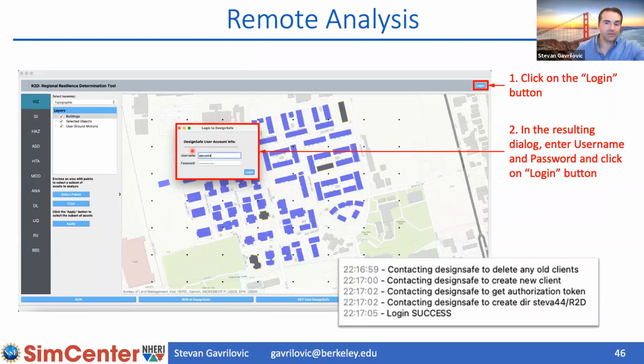So running an analysis remotely is almost just as easy, but the user needs to have a free DesignSafe account. So go to DesignSafe, set up your account. First step is to click on this login button in the top right. You'll see this dialog appear where you enter your username, your password, and then you click on login. And in the status pane, you'll see it'll contact DesignSafe, it'll create your remote directory on DesignSafe, and it'll say login success.